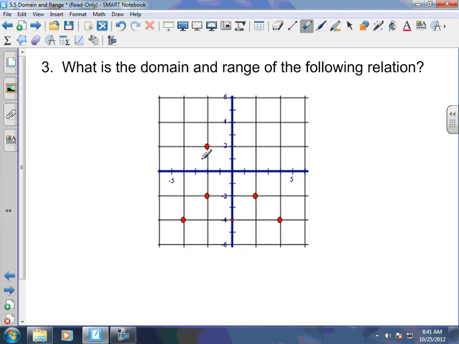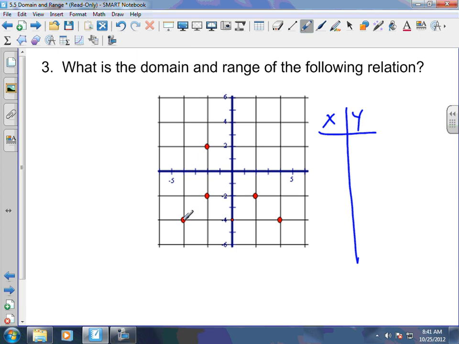Number 3. Now, number 3, I can do one of two things. I'm going to show you both ways. I can set this up as an XY table, and I can go to each one of these points and determine the XY value of each point. Stop writing. You'll have time to write later.